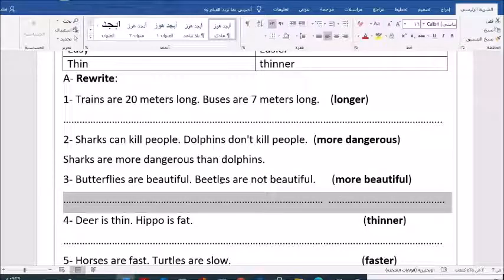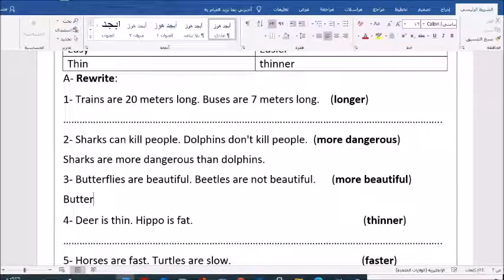Butterflies are beautiful. Beetles are not beautiful. I start with part 1, butterflies. Plural word takes are. The adjective is long, it doesn't take ER. It is preceded with more, in other words, we put more in front of the adjective. Then the adjective beautiful, then the word than, and then the second part, beetles.